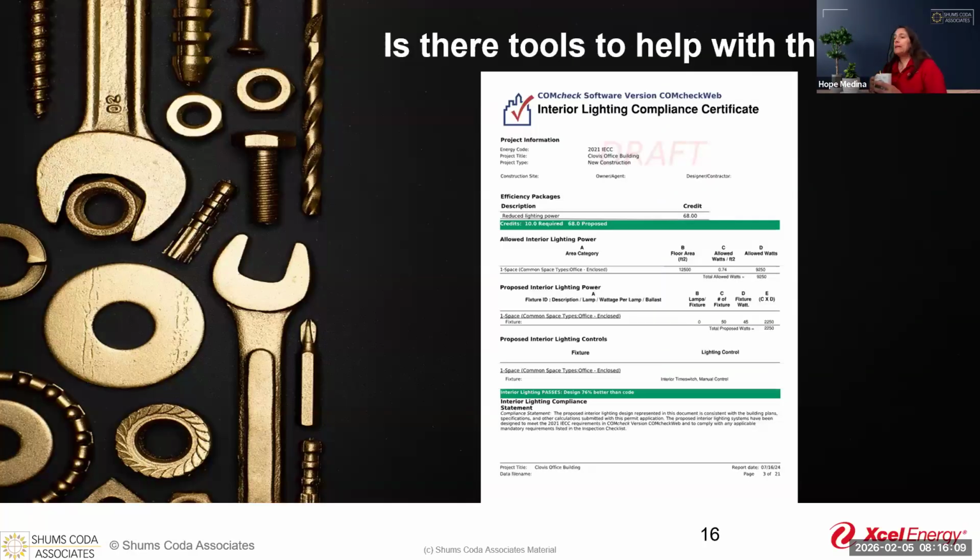Now, because we're talking about plan review and trying to ensure that we get everything we need, there is a tool out there that helps us get the information in a rather quick way.